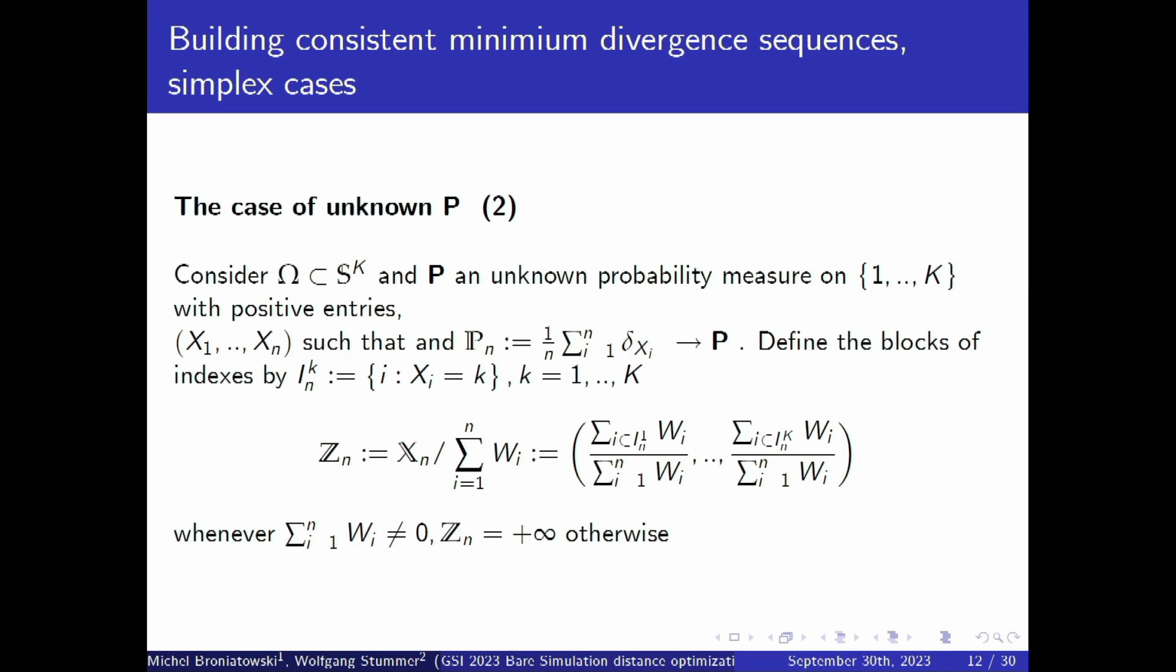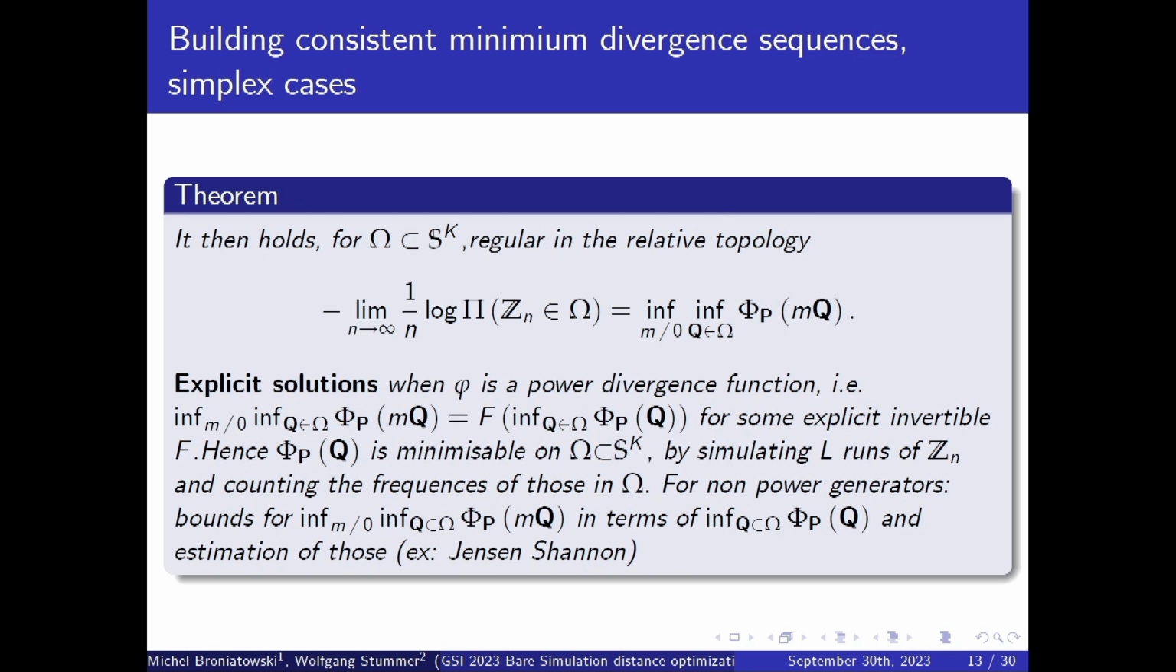We have to renormalize the vector xn, which is done in here. So we renormalize by the sum, so this adds to 1, say, typically. So we're in the simplex, basically. And we have the following large deviation result.